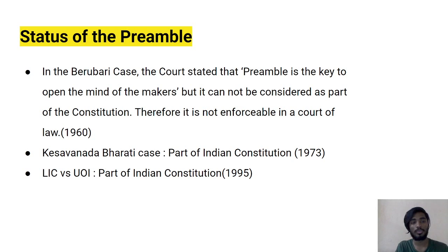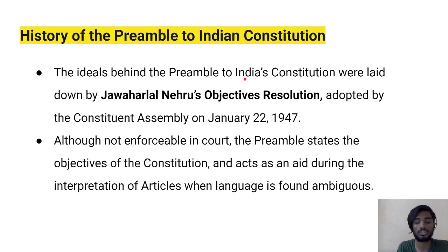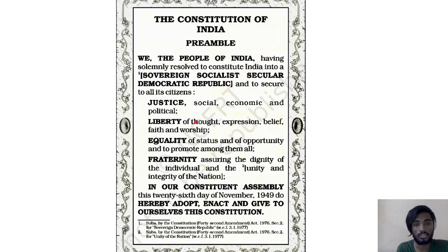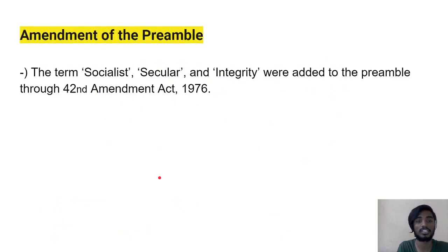So this is all about the preamble and the amendment of the preamble. The preamble was amended only once, and the terms socialist, secular and integrity were added to the preamble by the 42nd Constitutional Amendment Act of 1976.